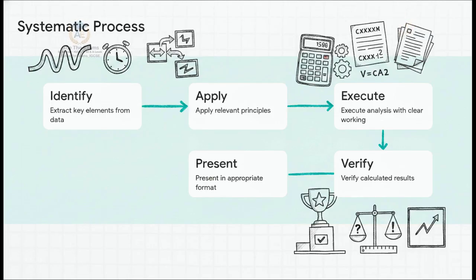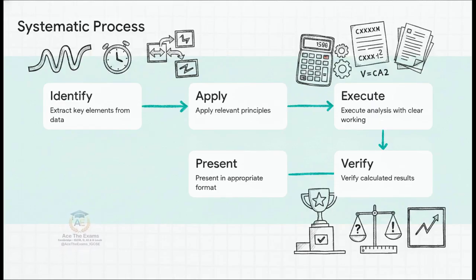Step 2, apply the relevant principles. What formulas or logical rules govern these variables? Step 3, execute with clear working. This is crucial. Write down every single calculation. Do not do the math in your head. Prove to the examiner you know the steps. Step 4, verify the results. Does your answer actually make sense within the bounds of reality? If your calculated propagation delay is longer than the age of the universe, you've made a mistake. And finally, Step 5, present it in the required format, paying close attention to units like milliseconds or microseconds.